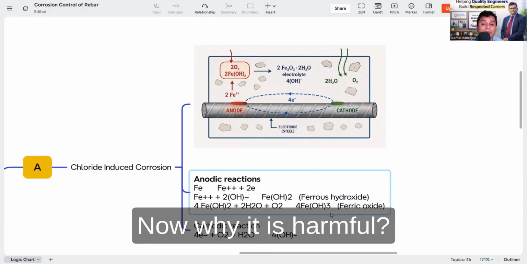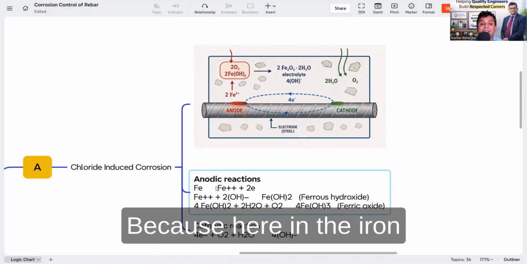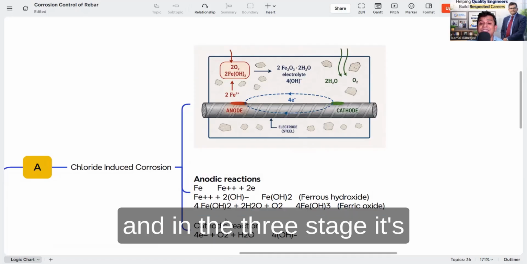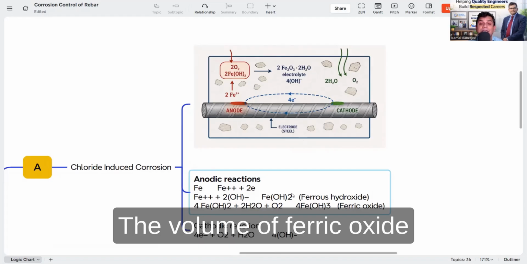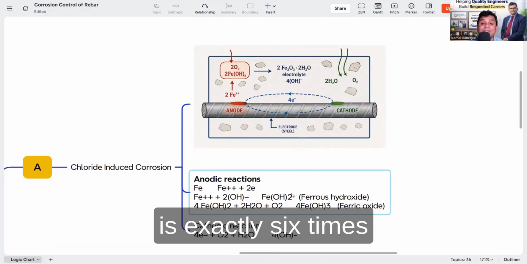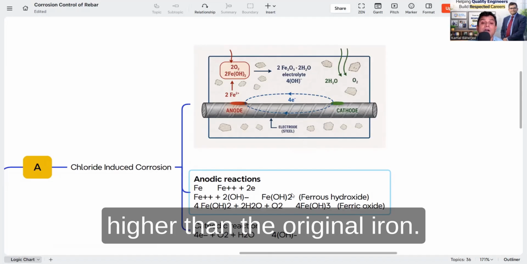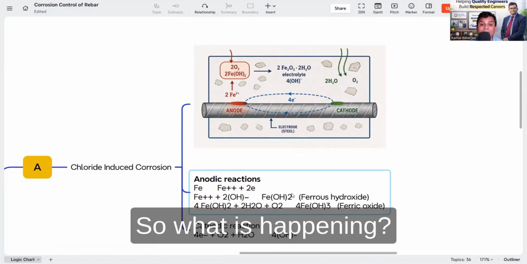Now why is it harmful? Because the iron in the three stages becomes ferric oxide. The volume of ferric oxide is exactly 6 times higher than the original iron. So what is happening?